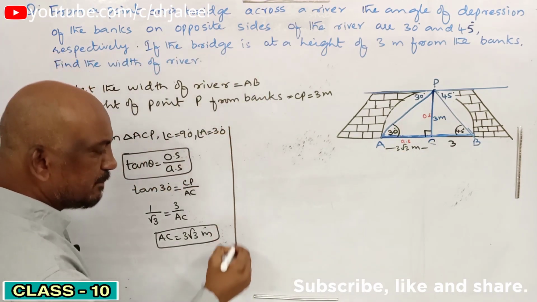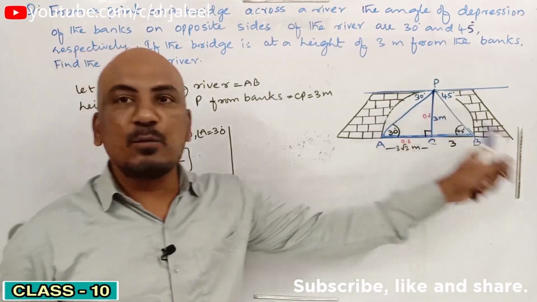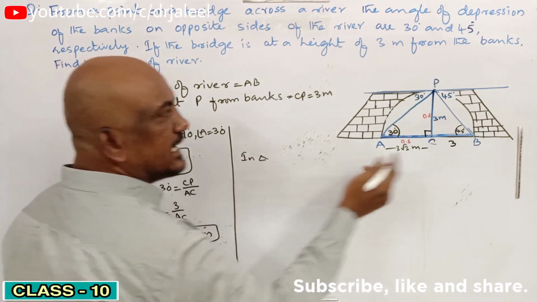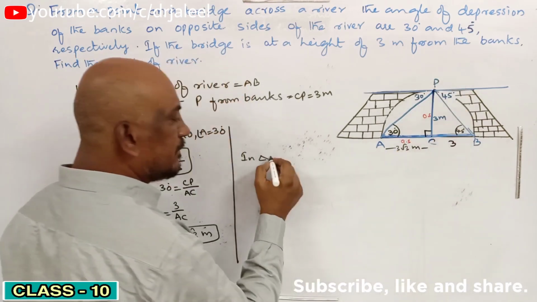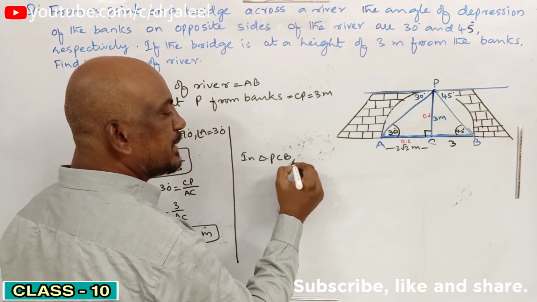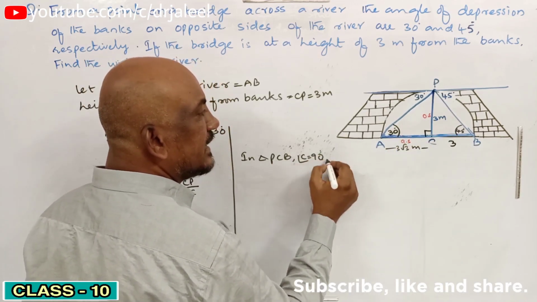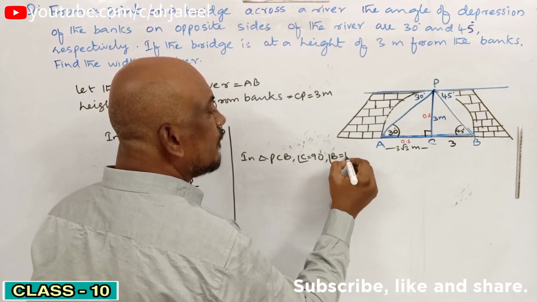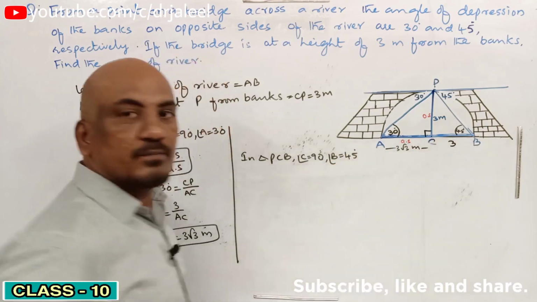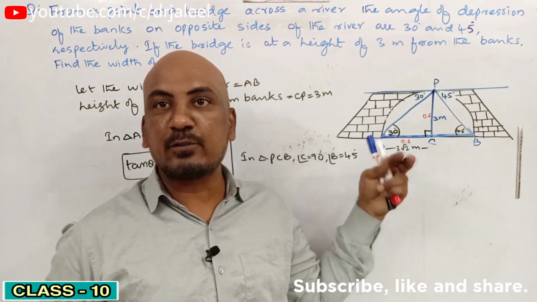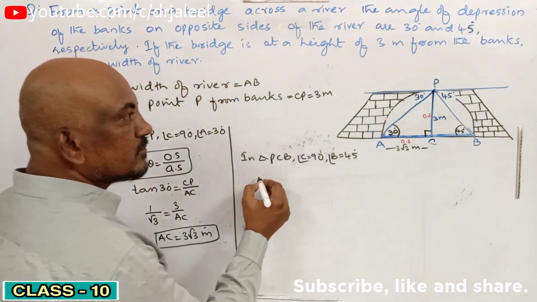In the same method, you will work on the right side triangle. What is the triangle? In triangle PCB, what is the right angle? C is the right angle. Angle C equals 90 and angle B is how much? 45 degrees. Of course, we know the answer, that this adjacent side is going to be 3, but we have to present it.